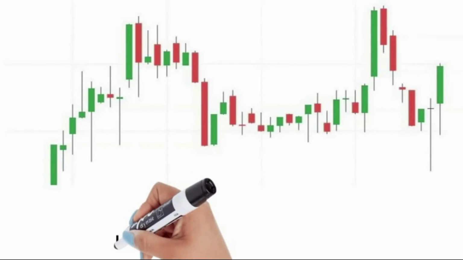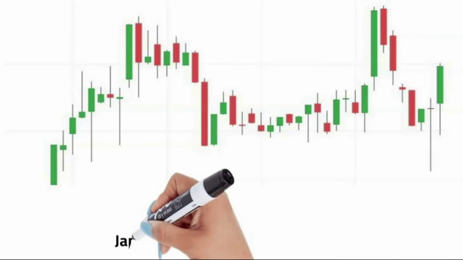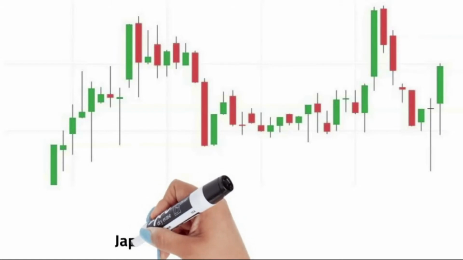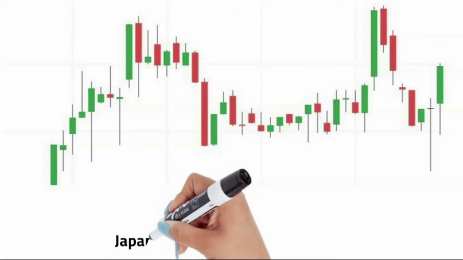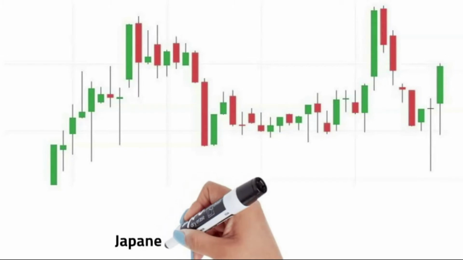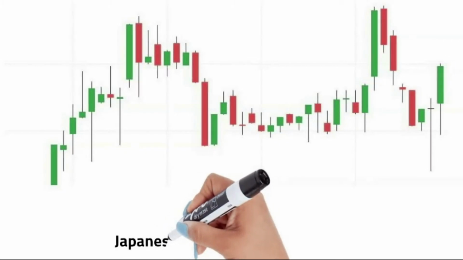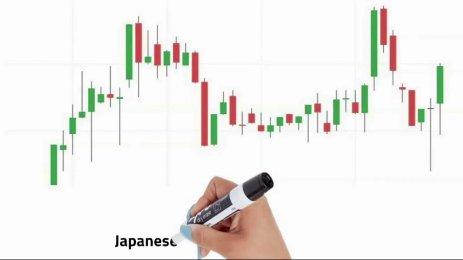Japanese candlestick charts. The Japanese candlestick chart is a variation of the bar chart. Candlestick charts originate from Japan, where they were used to show the price movements of the rice market. Candlestick charts show the same price information as a bar chart but in a visual, graphic format. Many traders like this chart because not only is it visual, but it's easier to read.